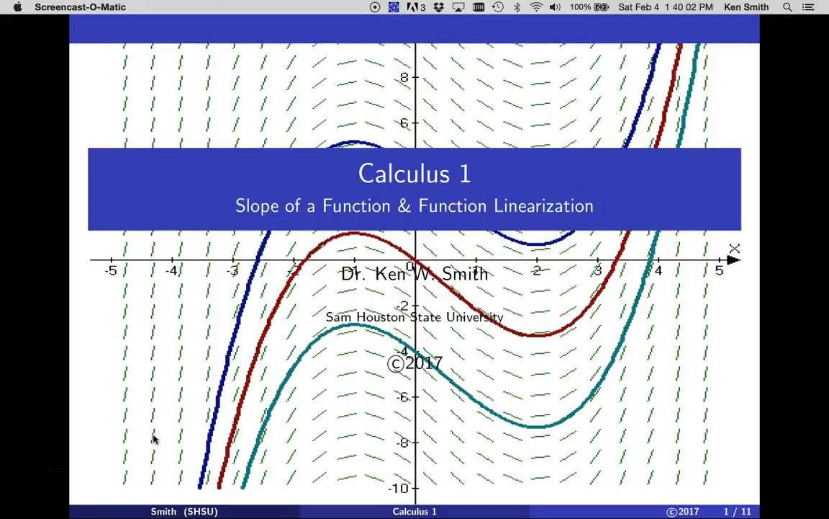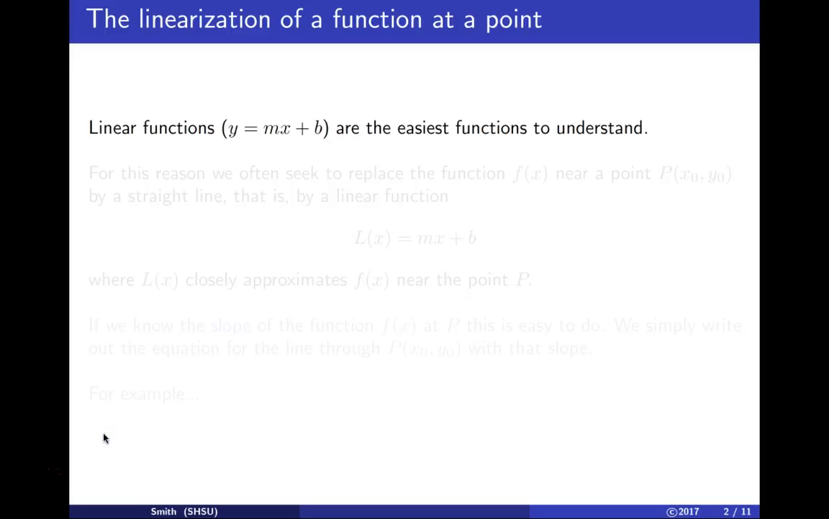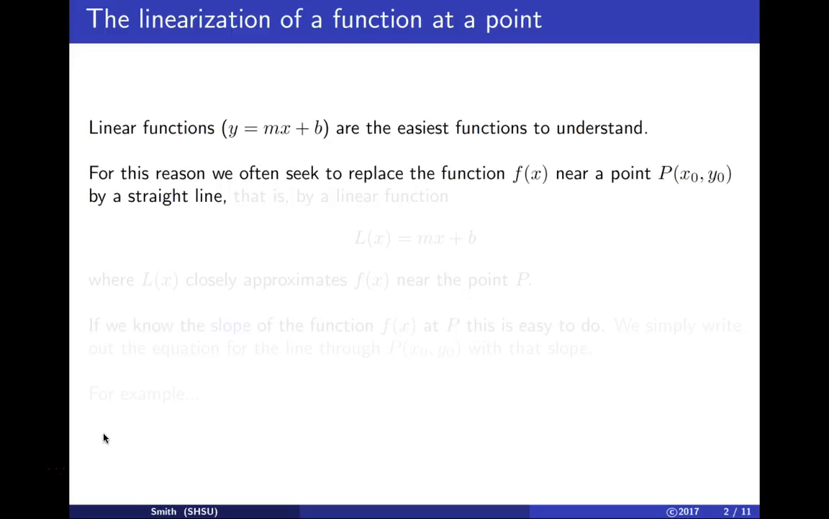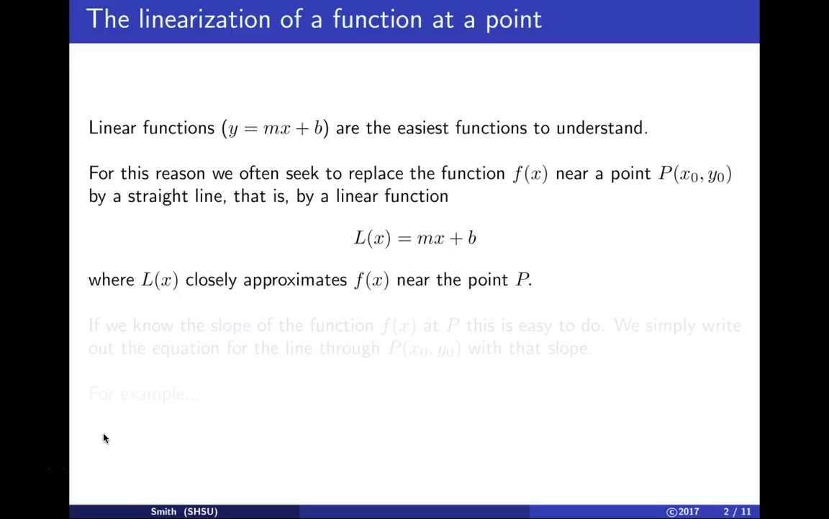In this lecture, we look at the slope of a function or function linearization. We're going to approximate a slope near a point by a line. Linear functions are the easiest functions to understand, and for this reason, we often seek to replace a more complicated function f of x near a point P by a straight line, that is, by a linear function of the form L(x) = mx + b, where this linear function L(x) looks an awful lot like f(x) near this point. If we know the slope of the function at P, this is easy to do.